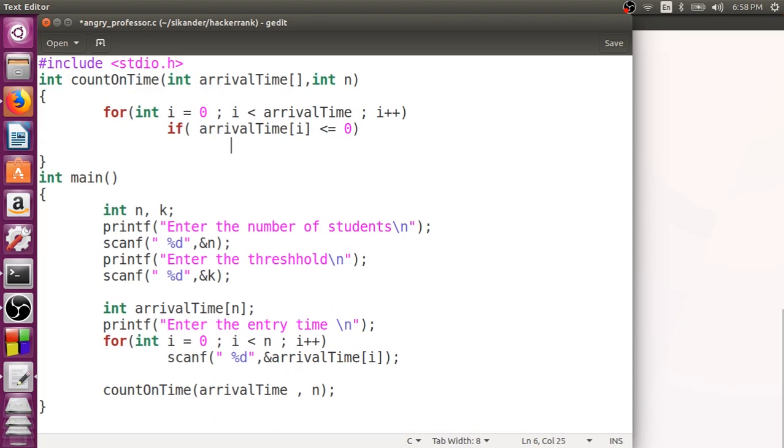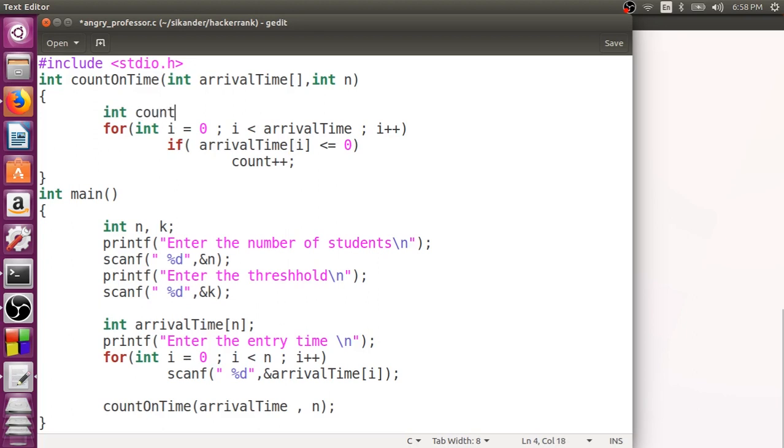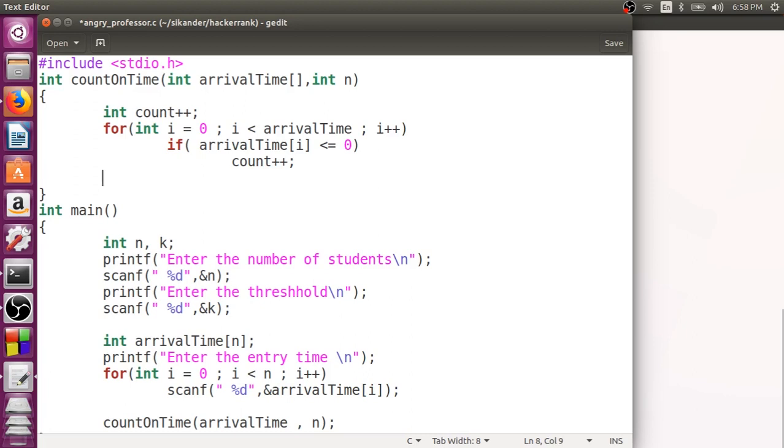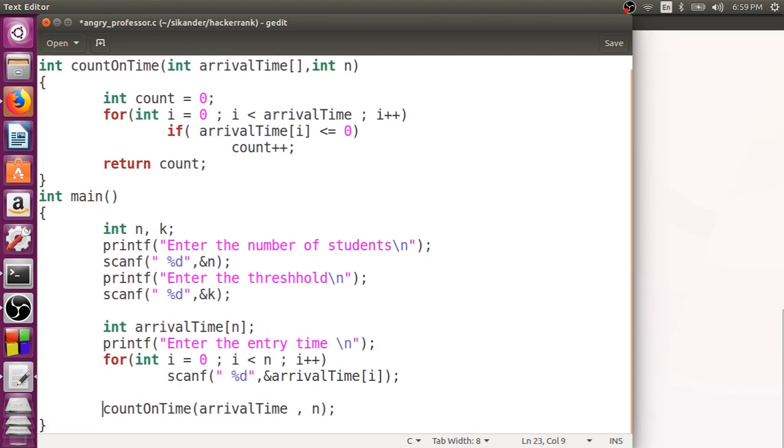Okay, we need to consider them on time. So we would like to increment the count variable. The count is a variable which keeps track of the number of people present in the class at the beginning of the class. So once I traverse the entire loop, I'll have the total number of people who are present in the class at the beginning of the class, or in simple terms, the number of negative values and zeros in the array. So when I return the count value, a small modification here: count should be equal to 0. Fine. Now I'll get the result here. This is the number of people who are present in the class at the beginning of the class.